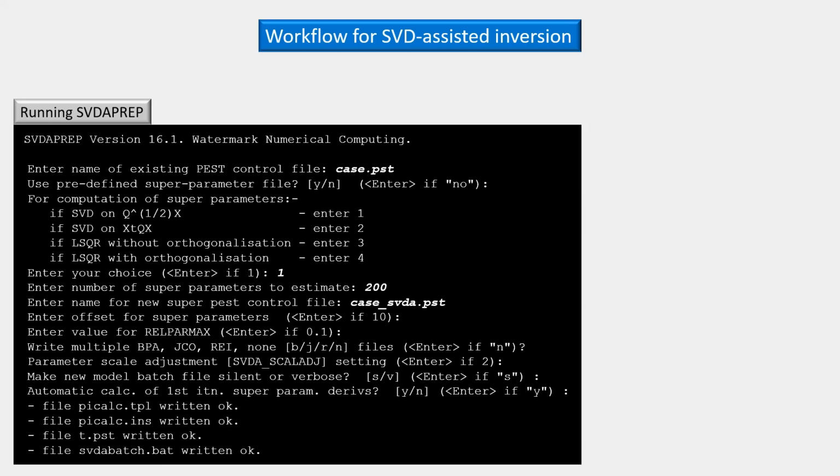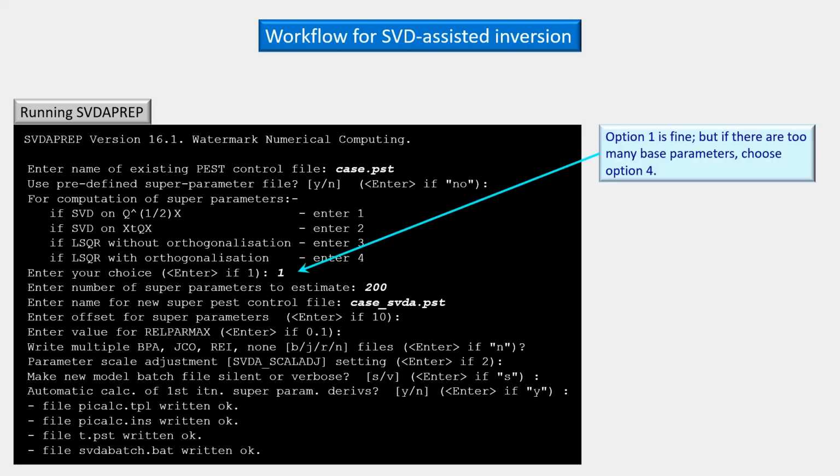Here's a screenshot of running the SVDA prep utility. For most of the questions that it asks you, you can simply hit enter for default. How should you define superparameters? Using singular value decomposition or LSQR? Either is fine, but if you've got too many parameters in the base PEST control file, choose LSQR.